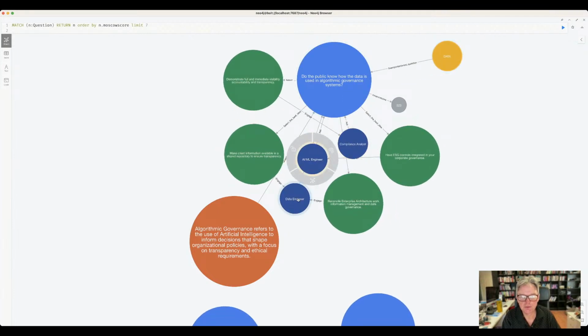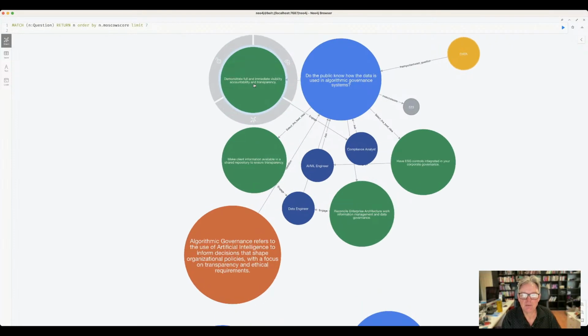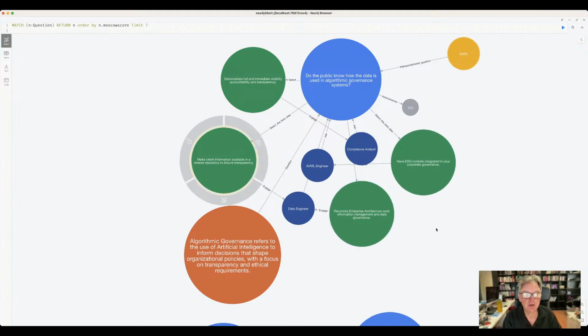These are the job roles that we need to cover here, that we need to ask this question of. And these are the activities that we then can be looking for and making sure we're doing in that organization. Demonstrate full and immediate visibility, accountability, and transparency. Make client information available in a shared repository to ensure transparency. These are some ideas that you can focus on to make sure you do it right.